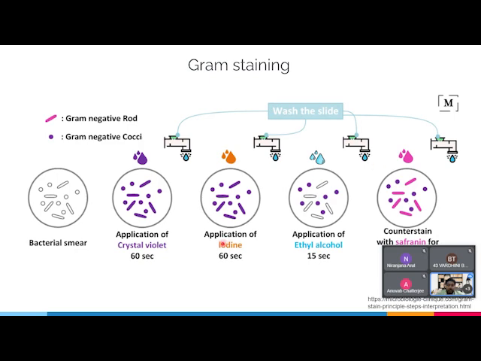So the correct order is heat sterilization of the bacterial smear, followed by addition of crystal violet, followed by iodine, followed by ethyl or acetyl alcohol, and finally safranin counter stain, and then observing under the microscope. So this is the order of gram staining. Anyone has any questions regarding this particular slide?